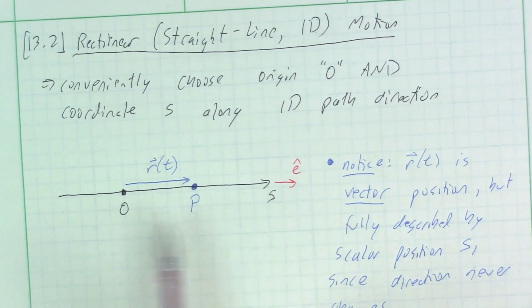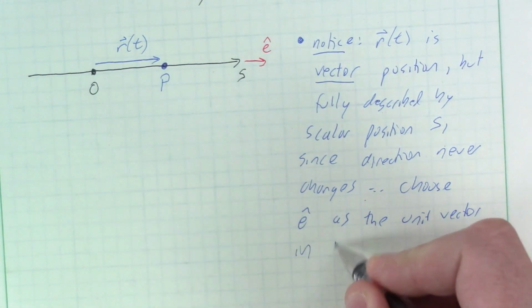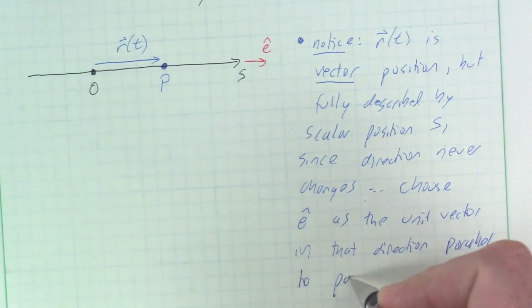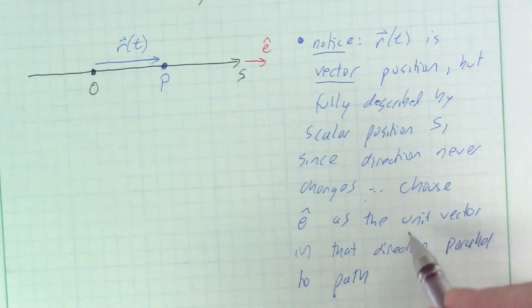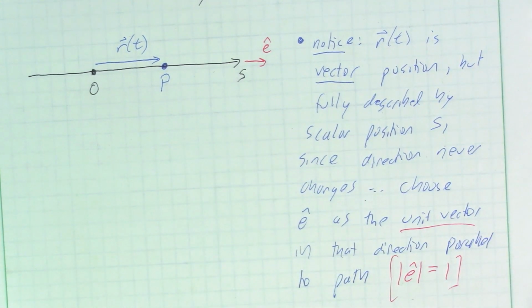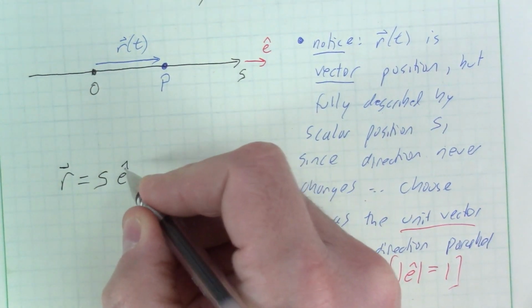And because it can only move in that direction, no matter where P is, it's always going to have that direction. So instead, we store the information of the magnitude of r to get to P, wherever it is in time, into the s coordinate. And then e hat is always the direction. So we choose this e hat as the unit vector in that direction, and that is parallel to the path. Okay, so a unit vector means the magnitude is 1, and so we're not storing any of the magnitude of the position vector. Our position vector is fully described by the s coordinate and this unit vector that's not changing.